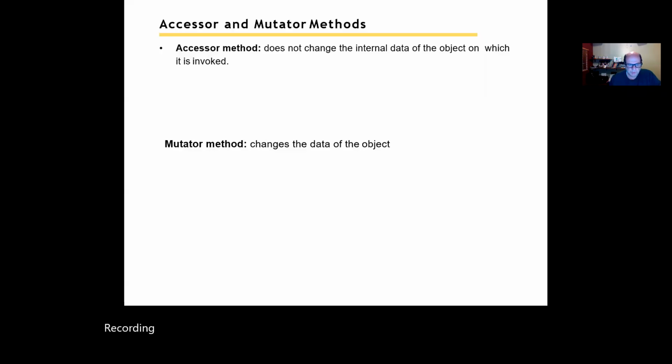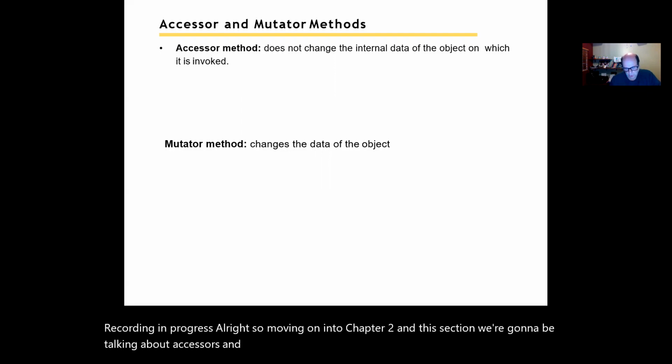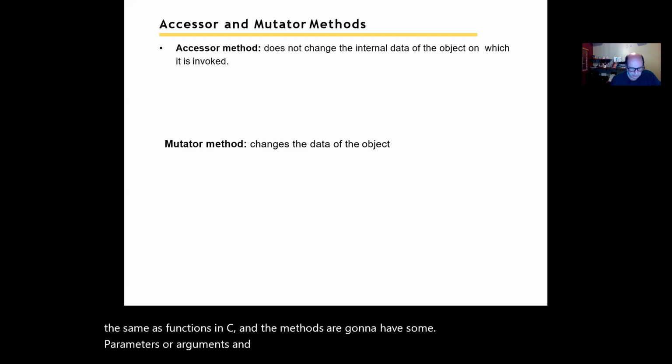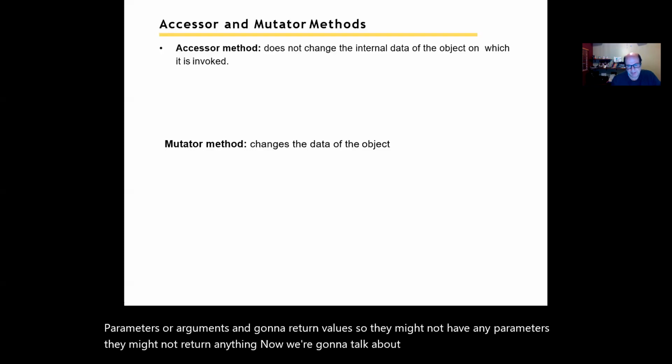All right, so moving on into chapter 2, and in this section we're going to be talking about accessor and mutator methods. So we already talked about methods, which are the same as functions in C++, and the methods are going to have some parameters, arguments, and they're going to return values. They might not have any parameters, and they might not return anything. Now we're going to talk about accessor and mutator methods.